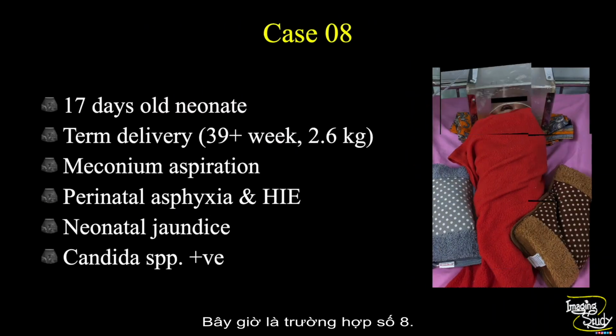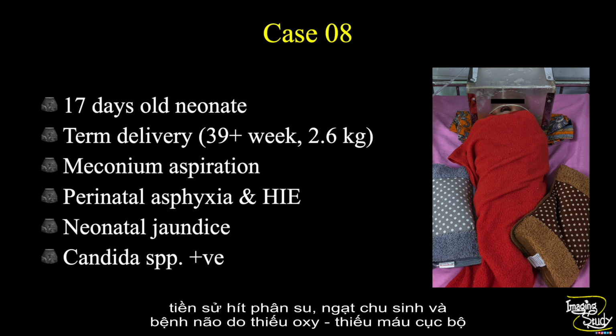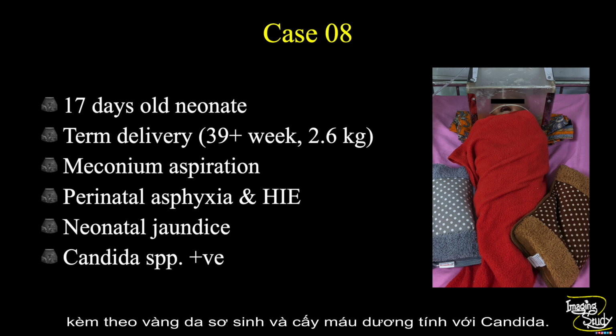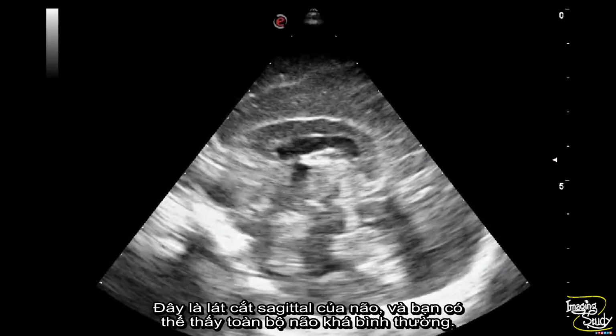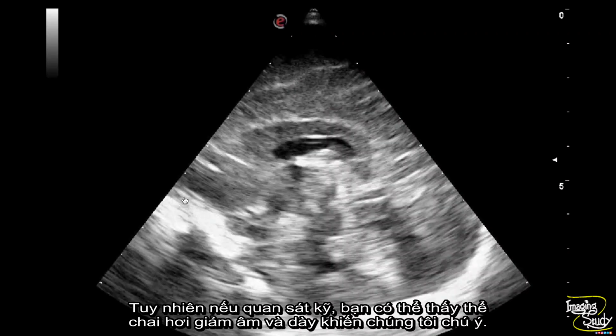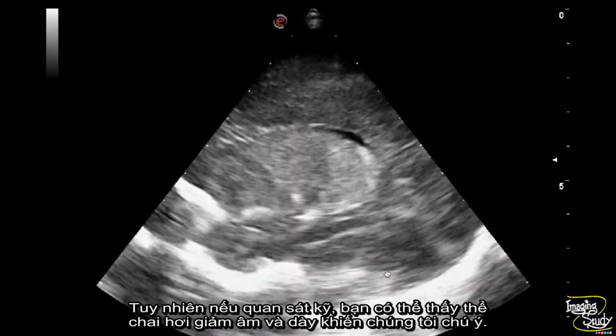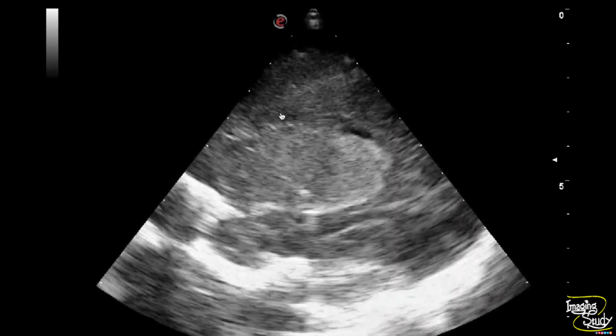Now the case number 8. This is a 17 days old neonate with term delivery at 39 plus week with 2.6 kg of birth weight. There was a history of meconium aspiration, perinatal asphyxia, and hypoxic ischemic encephalopathy with neonatal jaundice and also a candida positive blood culture. Here is a sagittal section of the brain, and you can see the overall brain looks quite normal. But if you look at the corpus callosum, it looks slightly hypoechoic and thickened. That took our attention.